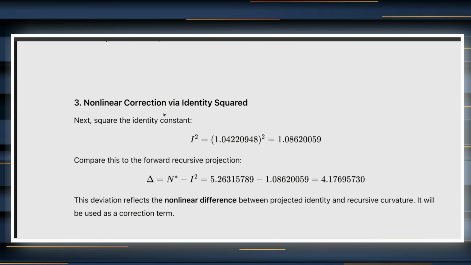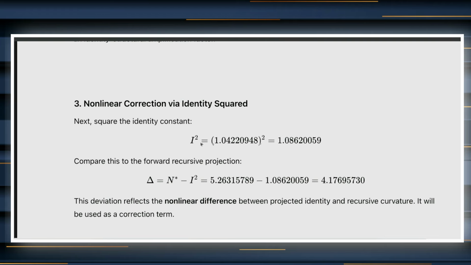All right, so nonlinear correction via identity squared. So we're just going to go ahead and square our identity constant. And now we're going to do something different. We're going to compare to the forward recursive projection. We're going to introduce a new symbol, delta, equals n star minus I squared, which gives us this number here. This deviation reflects the nonlinear difference between projected identity and recursive curvature. It will be used as a correction term.